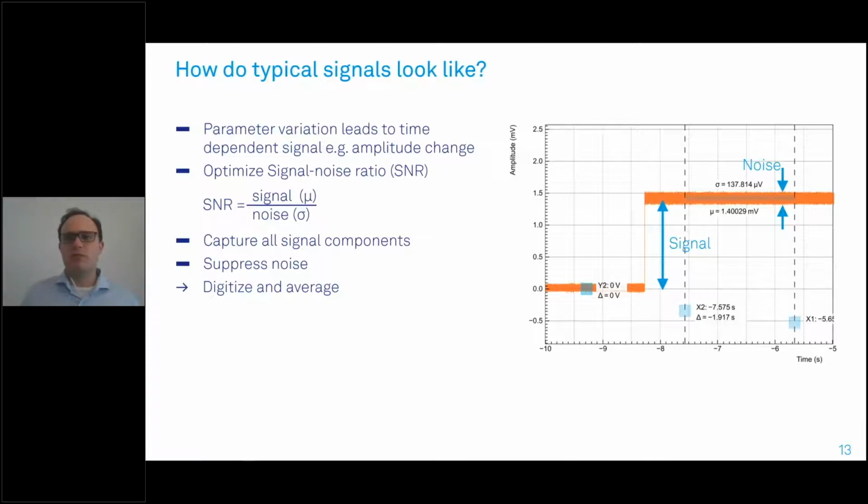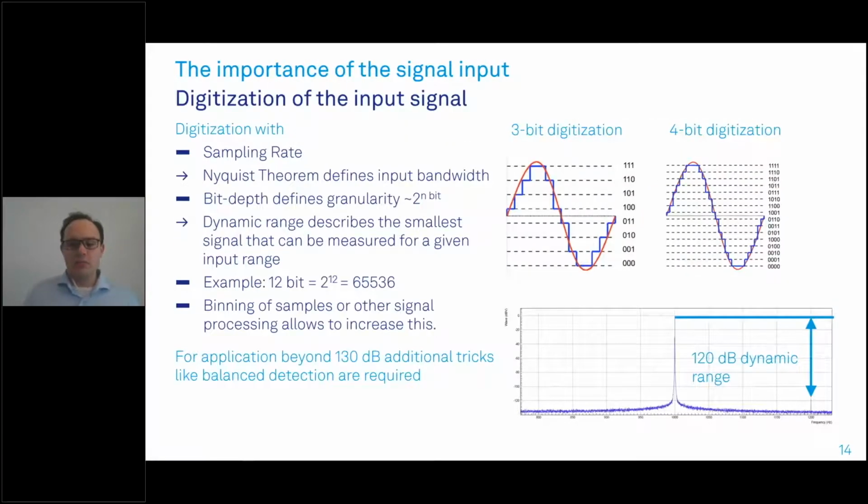On this signal, it goes fairly well, but if you imagine the signal would be 10 times smaller, it might already be buried in the noise. So what do we want to achieve? We want to capture all signal components and suppress the noise. That means we want to digitize and average. This is also the first step of what every, I would say, normal or modern lock-in amplifier does.